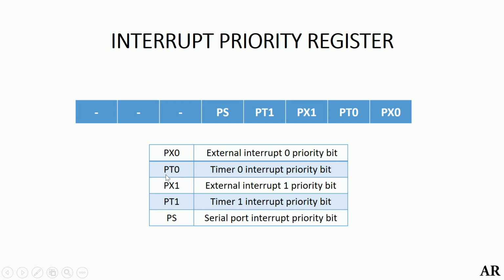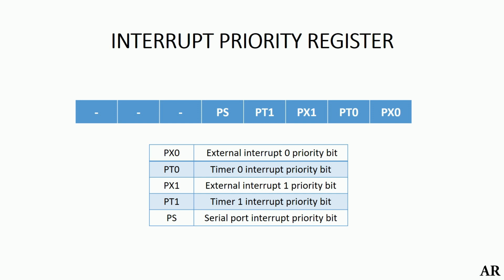Likewise, you have PT0, which stands for priority for timer 0, PX1, which is priority for external interrupt 1, priority for timer 1, and the last one is your priority for serial port. You have these 5 bits arranged in the sequence which we have already seen, that corresponds to your default priority. So PX0 is the highest priority and PS is the lowest priority. When we want to alter the default priority, we make use of this priority register. So now how does it function?